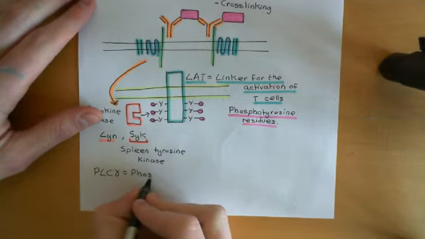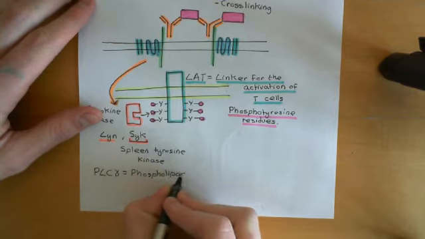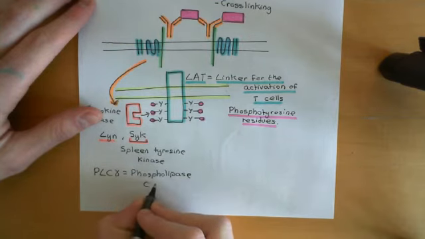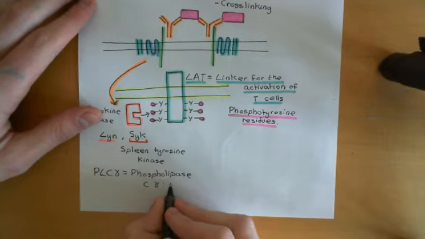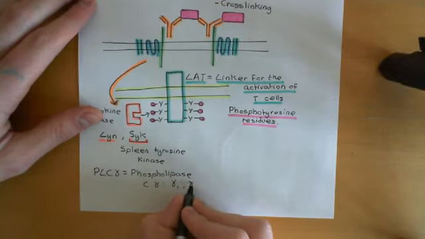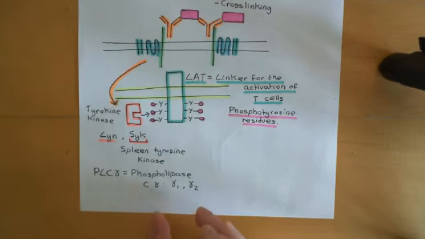This stands for phospho, that's the P, and then lipase, that's the L, and then C, and then it's gamma. Now, phospholipase C gamma enzymes are a family of enzymes consisting of two members. Okay, so there's phospholipase C gamma 1 and phospholipase C gamma 2. Okay, and they are both phospholipase C enzymes in this gamma family.